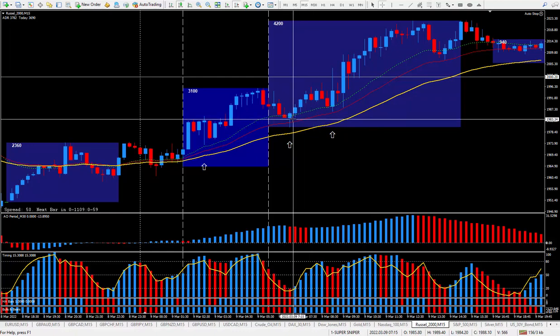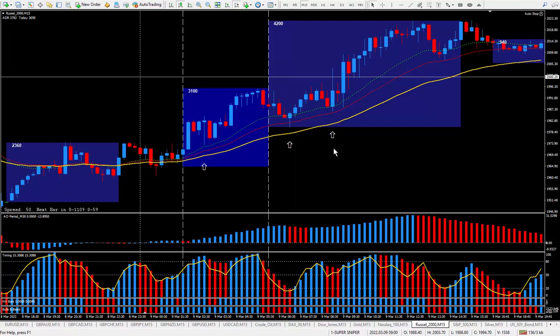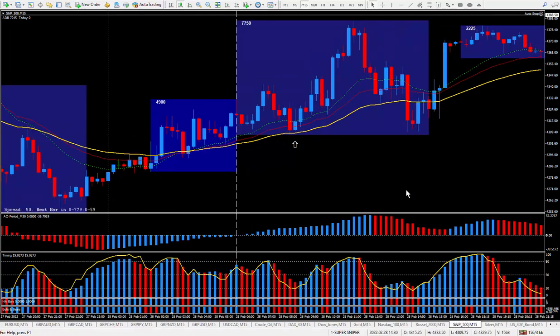Get in, risking about, didn't even go 1 pip against me. And it producing about 380 times 10. That would be $3,800. Pretty good return. Moving on to the S&P 500.